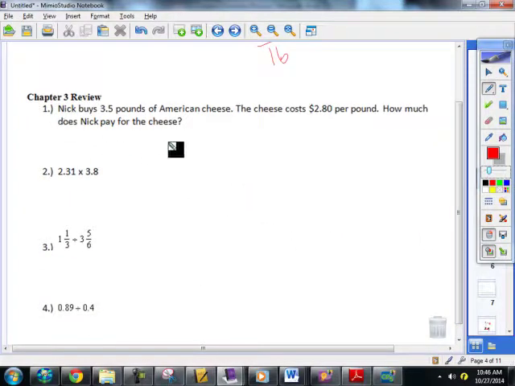Okay, number one, Nick buys 3.5 pounds of American cheese. The cheese costs $2.80 per pound. How much does Nick pay for the cheese? Now, I put this one on here specifically because a lot of you are getting into a habit of just, since this chapter is all about dividing, you automatically are dividing. But you still have to be able to read the question and realize, okay, what's it asking me to do?